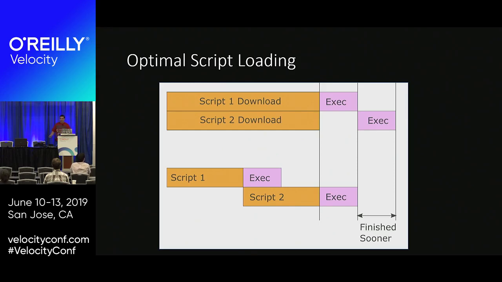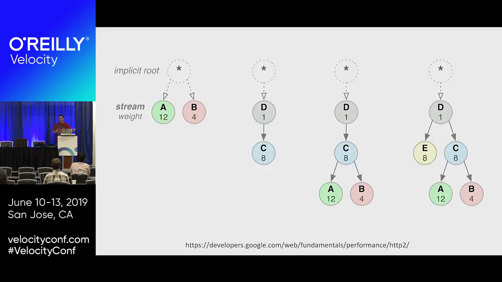So from the browsers, actually really quickly, because it's really important that this is clear, are there any questions on how the HTTP2 tree model works?